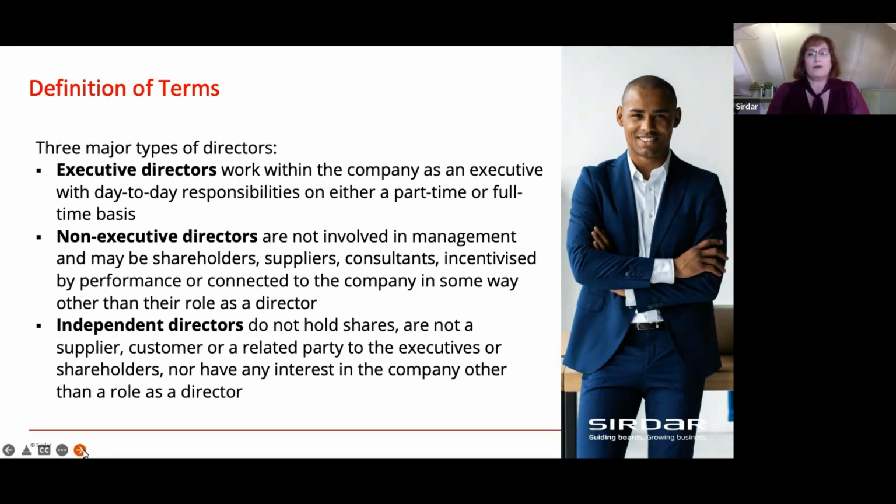And then we have independent directors. Your independent directors do not hold shares, are not a supplier, are not a customer, and are not related to the executives in any way or to the shareholders. They have no interest in the company other than their role as a director and to see that business, that organization, as successful and sustainable.